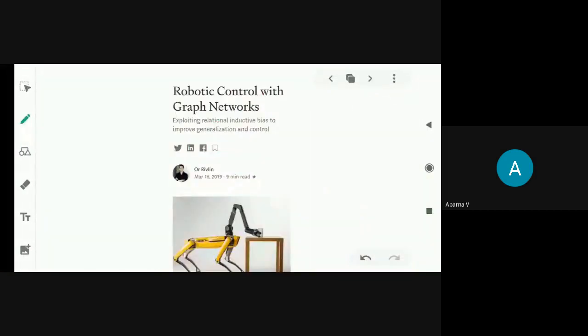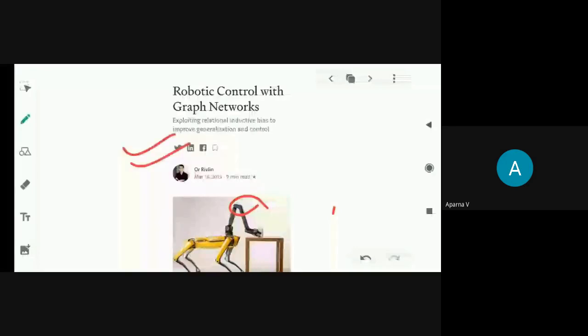Okay, robotics, as I told you, robotic control with graph networks. This is an item which I have selected from the internet. It deals with how robots are to be designed, their movements, etc., the connections, and how flexible the things are there. So in robotics also, we will be using graph theory.